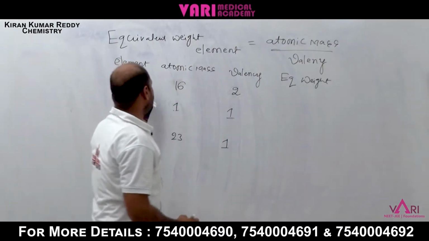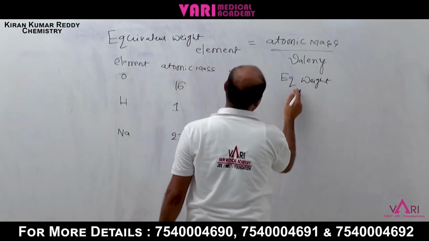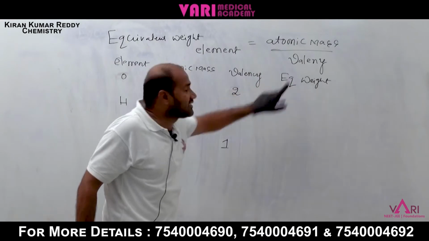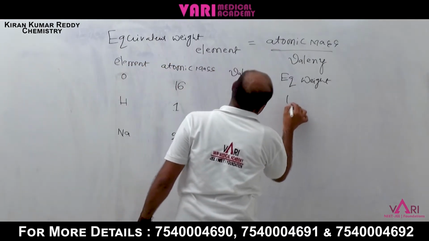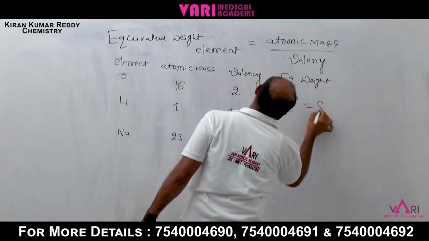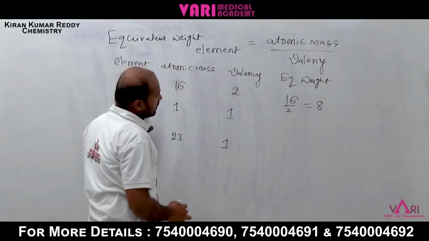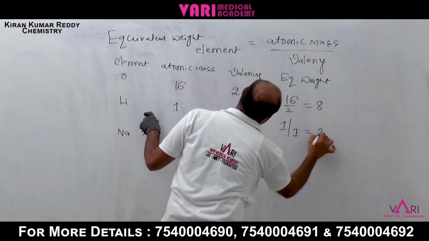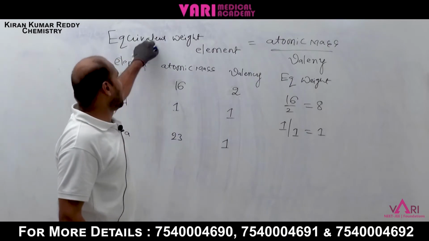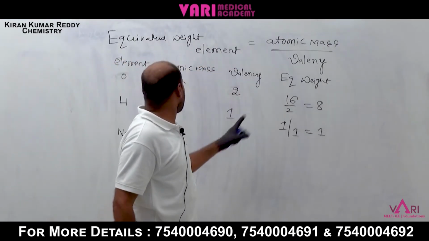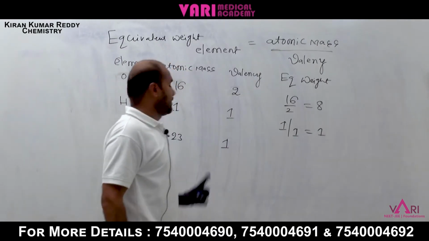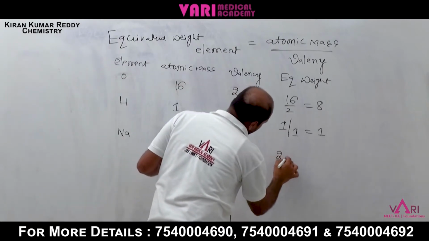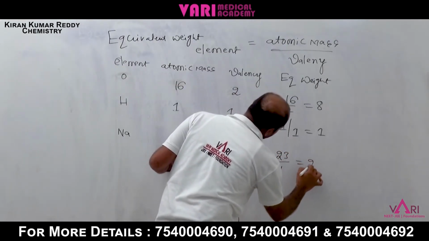What is the formula? Equivalent weight of element is atomic mass by valency. For oxygen, atomic mass is 16, so 16 by 2 is equal to 8. If you take hydrogen, what is the equivalent weight? 1 by 1, that is equal to 1. Atomic mass is 1, valency is 1. Next is sodium: atomic mass is 23 by 1, that is equal to 23.